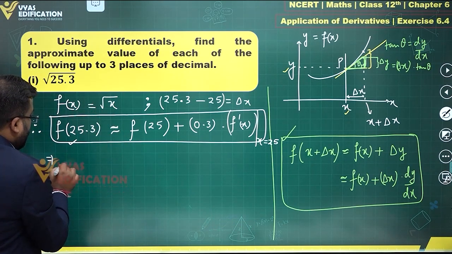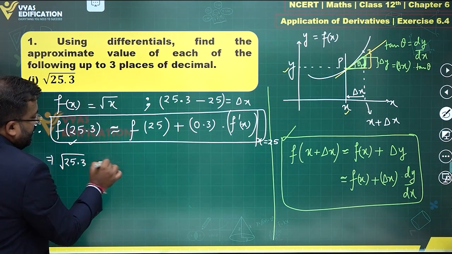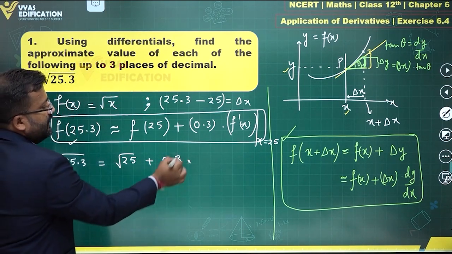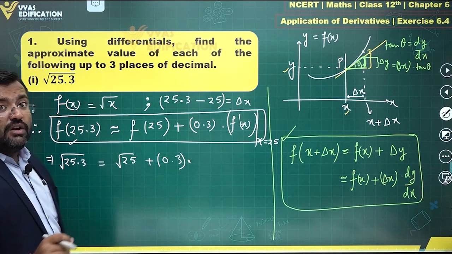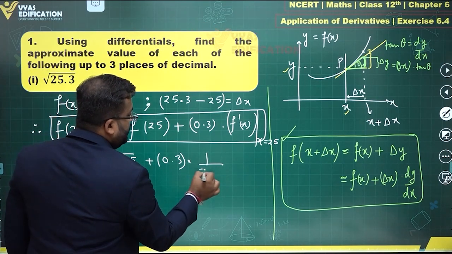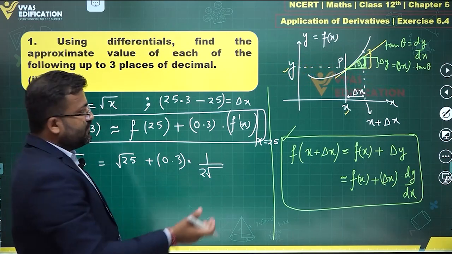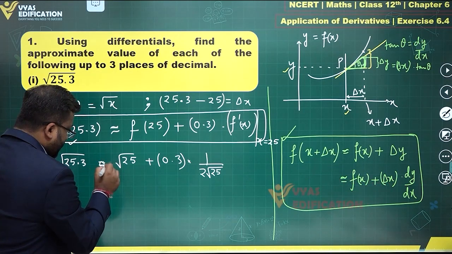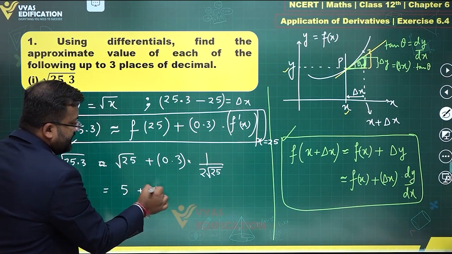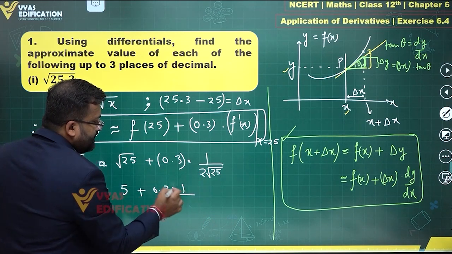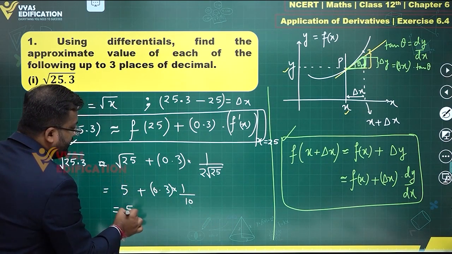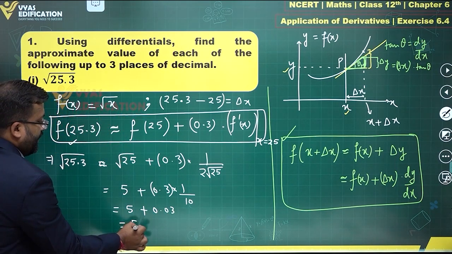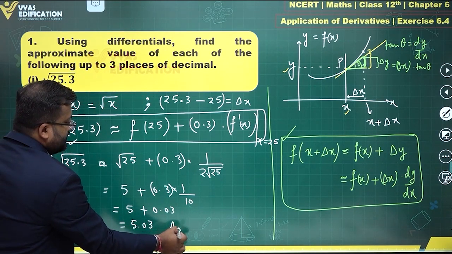So this will tell me that square root of 25.3 will be approximately equal to square root of 25 plus 0.3 times the derivative, which is 1 upon 2 root x. What is x? x is 25, so this is 2 root 25. That's what you get. So this is approximately 5 plus 0.3 into 1 upon 2 times 5. What is that? 1 upon 10. So this becomes 5 plus 0.03, which is equal to 5.03. That is my answer for this question.